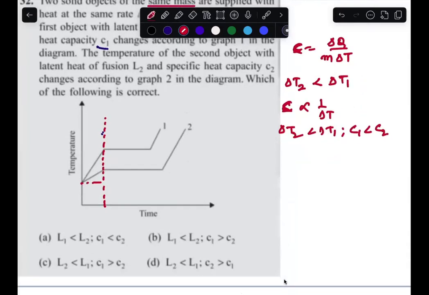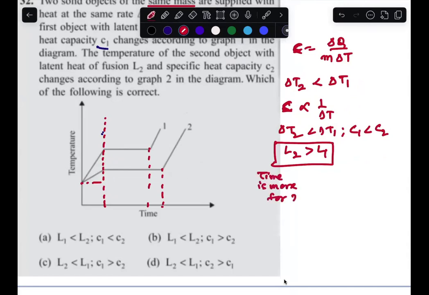But whereas more heat is taken for state change in case of 2 when compared to 1. So therefore, L2 is greater than L1 because more time is taken in case of 2 when compared to 1.